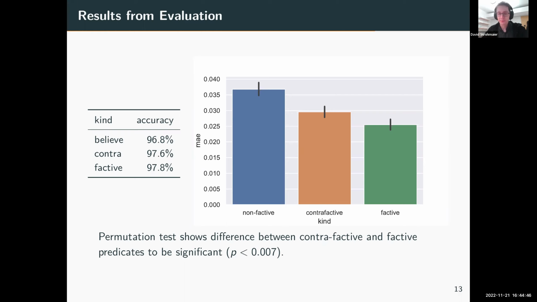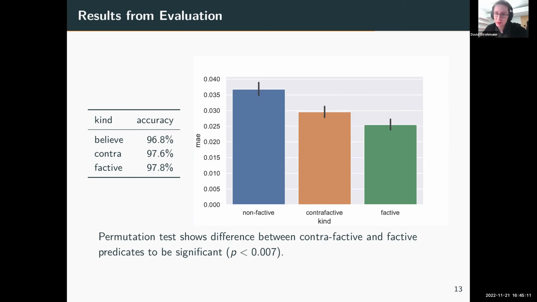But you see that there's a clear step pattern with the error bars now clearly separated. The significance test using a permutation test shows that the p-value is clearly significant by conventional standards. So it's very clear that the mean absolute error is higher for the contrafactive than factive.